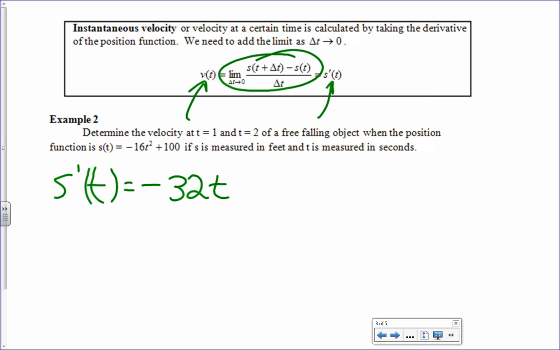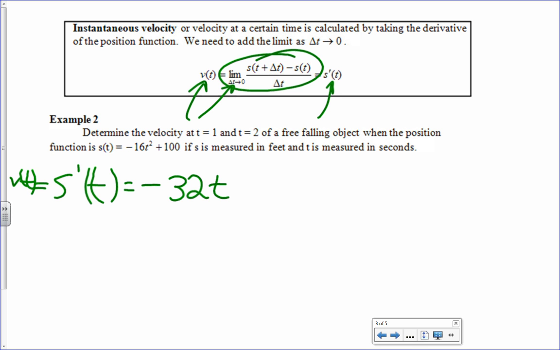Yeah, it's nothing. So negative 32t is my derivative. And s prime of t is the same thing as v of t, or velocity. They are interchangeable. So now what do I want to know? I want to know the instantaneous velocity at those points. And now that it's instantaneous, that limit got added, which makes it a derivative.